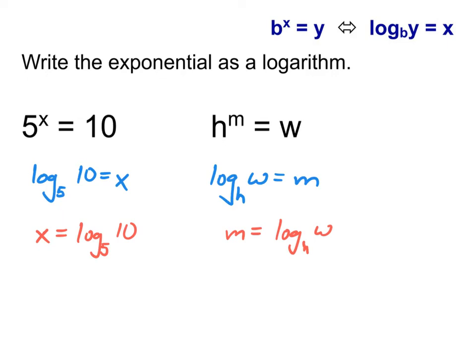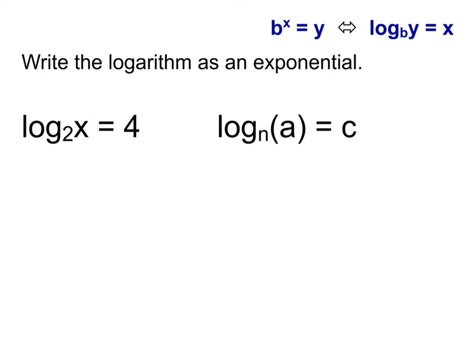All right, now having done these, you see that we changed the form from exponential into logarithm. Because they're equivalent forms, we can go the opposite direction too. So let's now go and practice going the opposite direction in this transformation. Here are two logarithms, and we want to write each one as an exponential now.